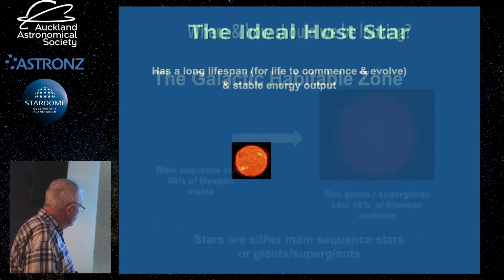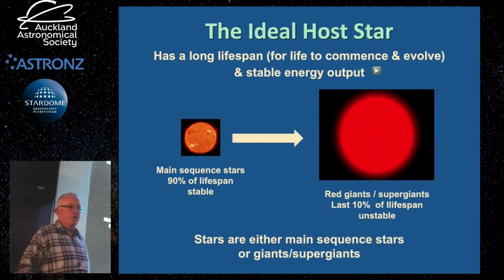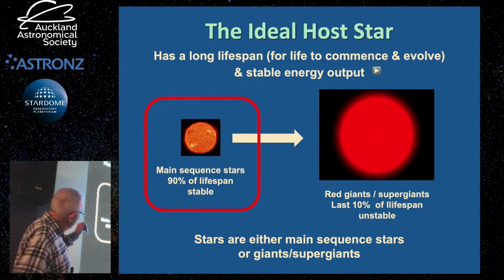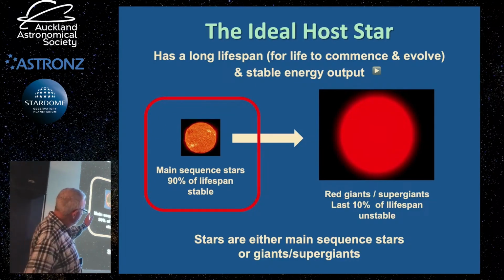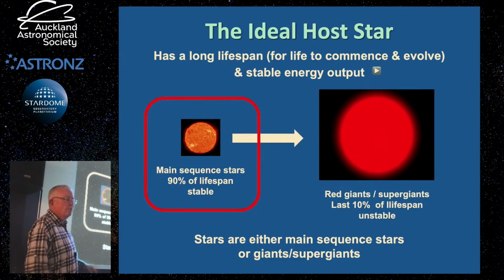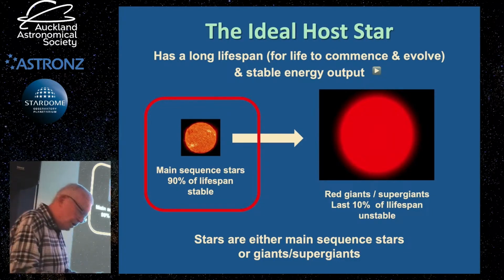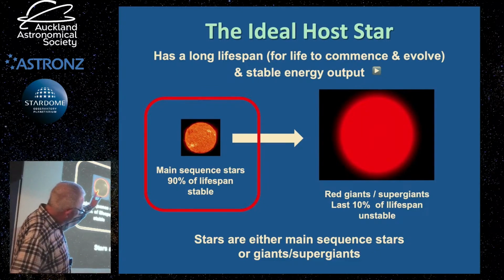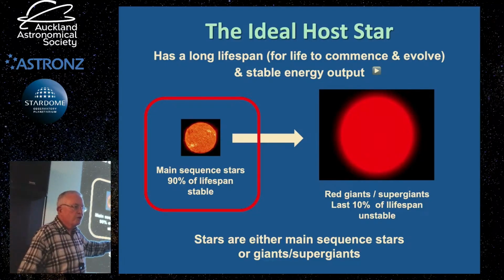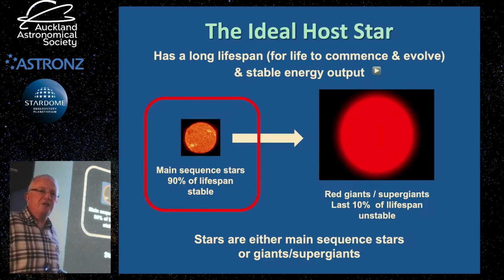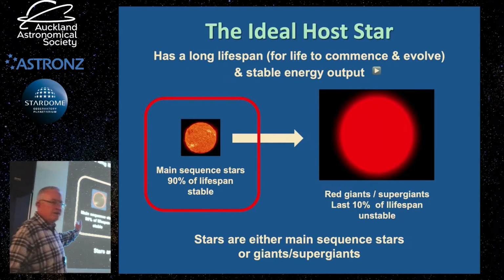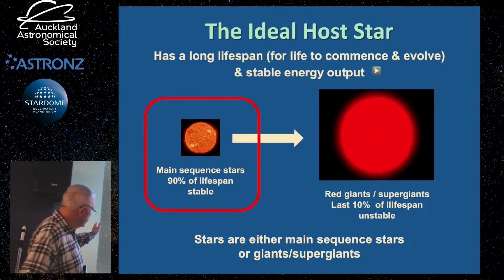Now, for the ideal host star, they don't just think, oh, if you've got a pick of stars, where should we start? What sort of stars should we look around? Stars spend 90% of their life in what we call the main sequence, a relatively stable state, fusing hydrogen to helium at their core, by definition. The last 10% of their lifespan, they swell up to become red giants and red supergiants, which are relatively unstable states to be in. So it's main sequence stars that we're after.